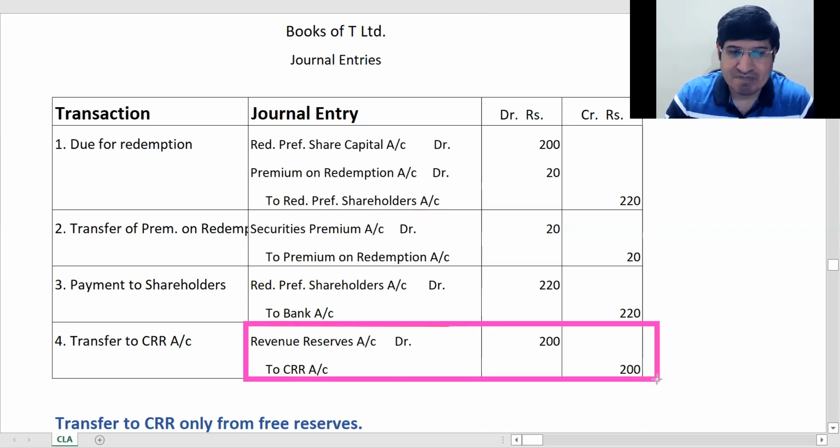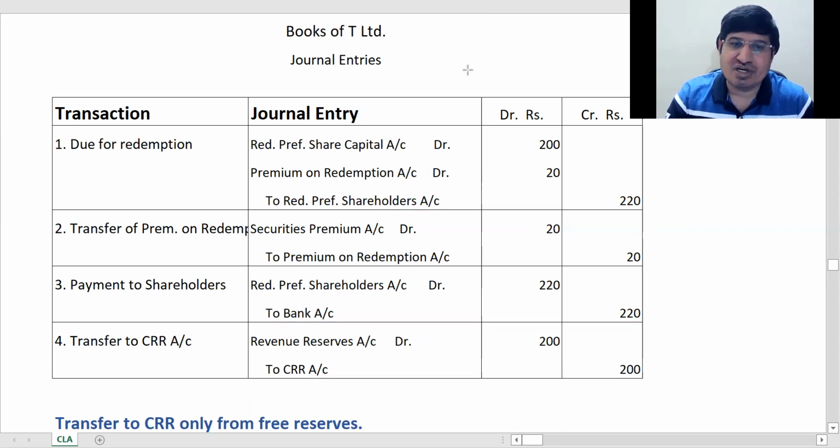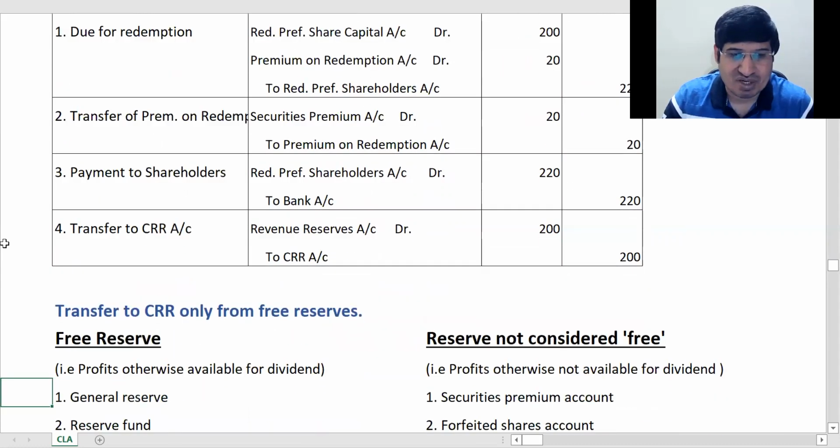Okay. So that is revenue reserve debited to CRR account. Always it will be for the capital component. Okay. Understood? That is this problem, first one.